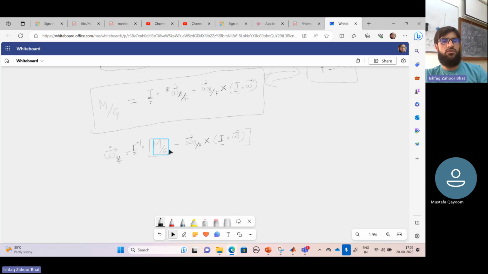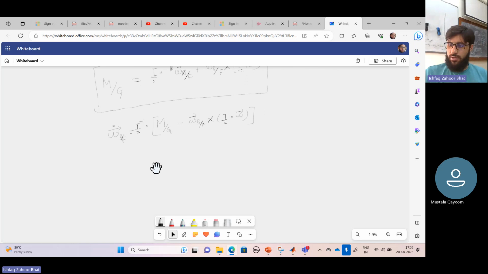I know the external forces. I know how to calculate the torque about some point. So I can get this M with respect to G, and I can solve this equation. And I know the initial condition. So I can solve this equation to get omega dot. Once I get the omega dot, I can integrate it to get omega. So I know omega dot, I can integrate it to get omega. So integrate this omega dot to get omega.